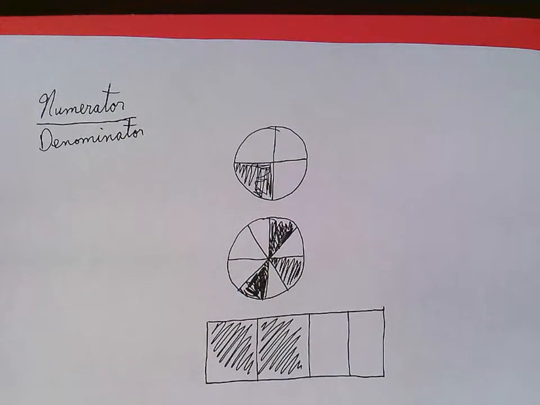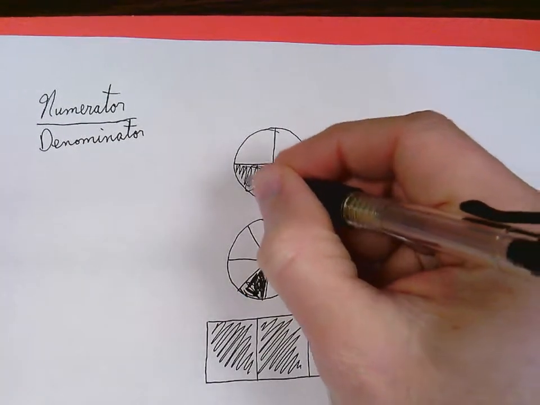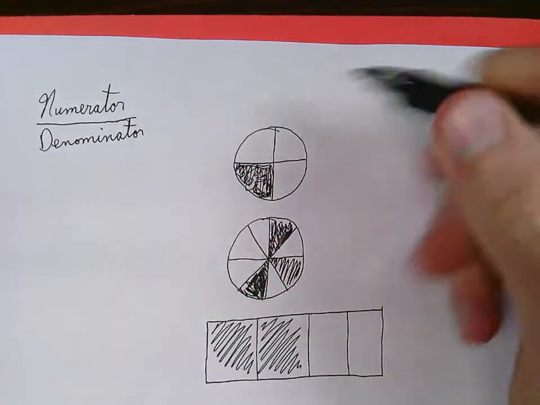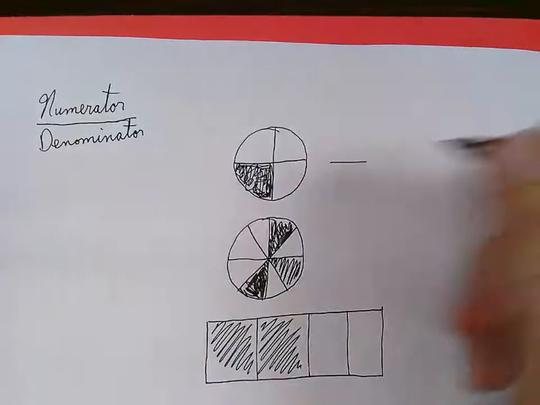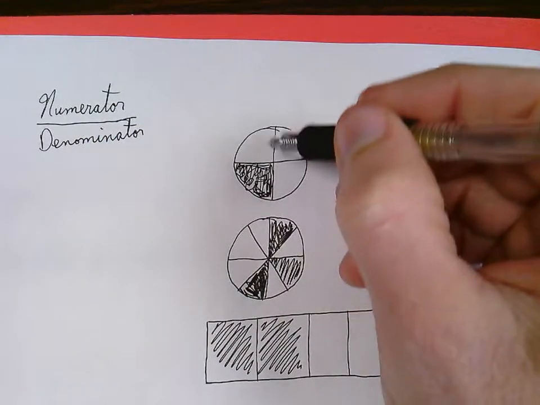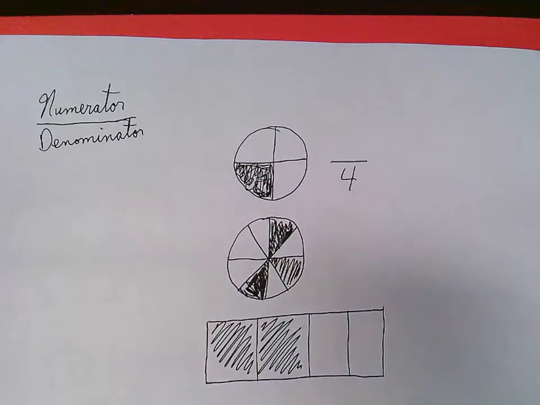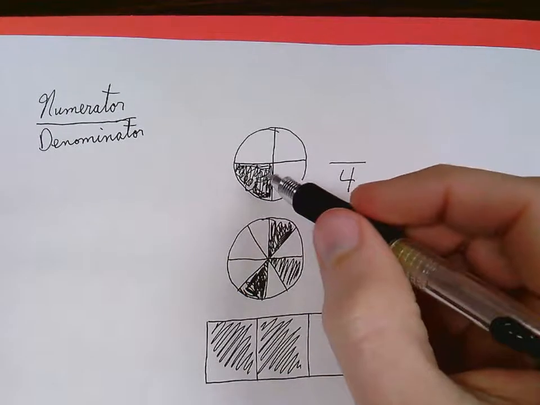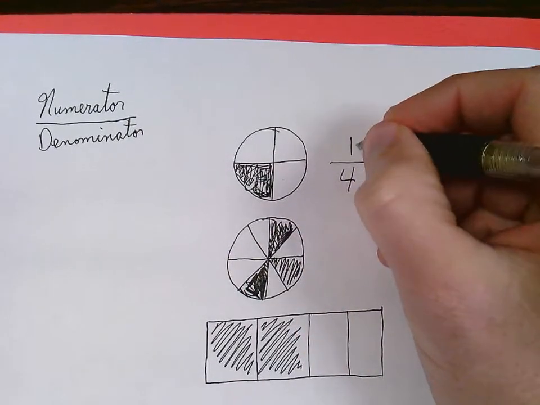So for example, if I wanted to figure out the fraction of this circle that is shaded in, I would do the denominator. There's 1, 2, 3, 4 total parts, because the denominator is always the total number of parts. And then for the fraction that's shaded in, my numerator would be 1, because they want the fraction of this that is shaded in.